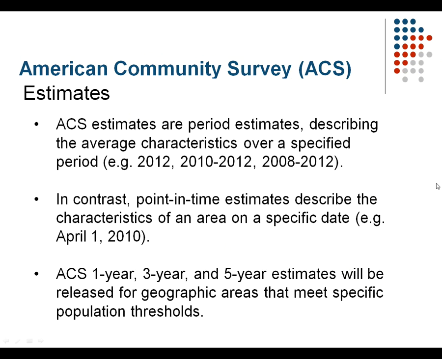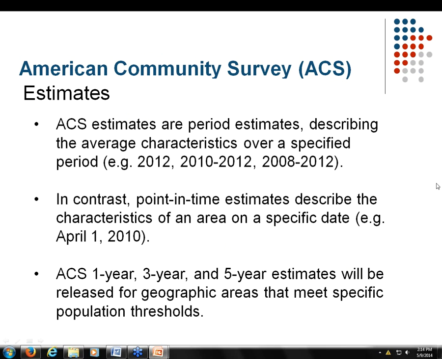I mentioned this before, but I think it's really important to talk about. ACS estimates are what are called period estimates. So they're going to describe the average characteristics of a population, of a group of people, over a specific period. So if we're looking at 2012 ACS data, for example, because it's a rolling survey, it's going to be an average of the characteristics of that community over the year of 2012.